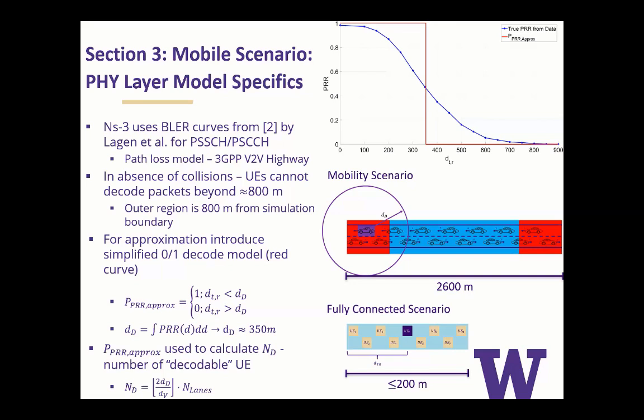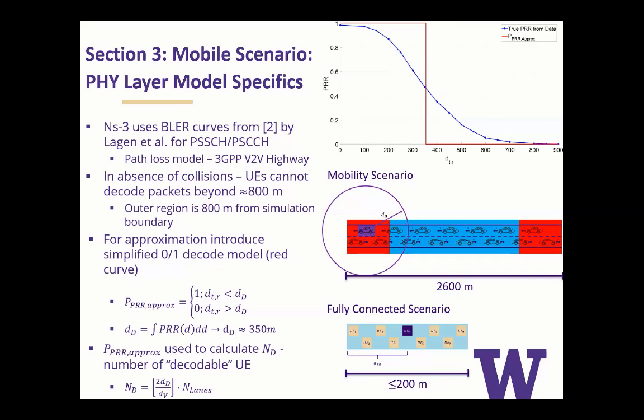This is compared to a maximum of 200 meters for the fully connected network. I would note that the fully connected network simulations also use a larger transmit power than we're using for this, causing the curve shown here to not be representative of the bounds on decoding packets for those simulations.